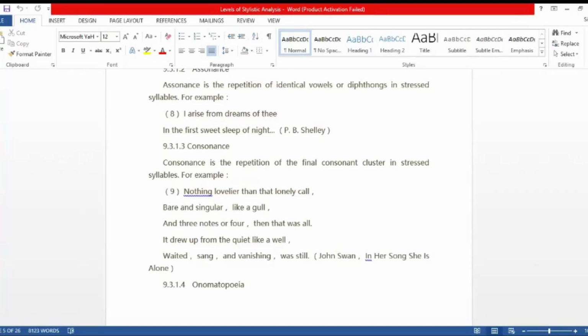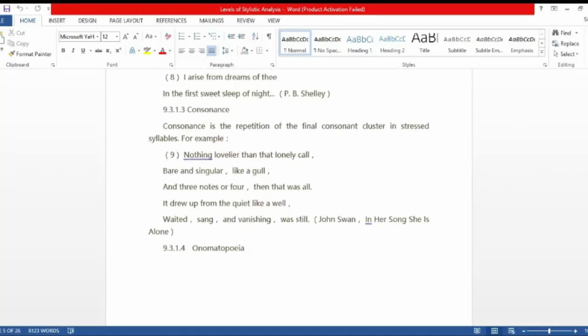When one consonant sound is repeated, whether it comes in the middle of the word or at the end, when there is a lot of repetition of that, that is called consonance. If you look at the first line and the second line: in the first line, "nothing lovelier than that lonely call," the L sound is repeated. In the second line, "bare and singular like a girl," the G sound is repeated, and the L sound again.